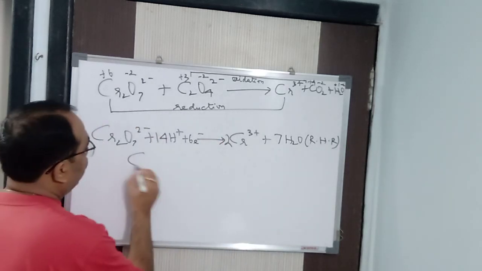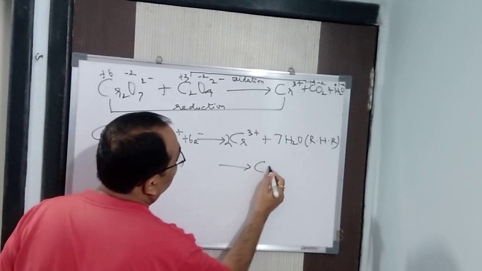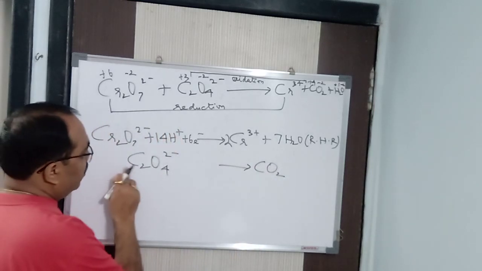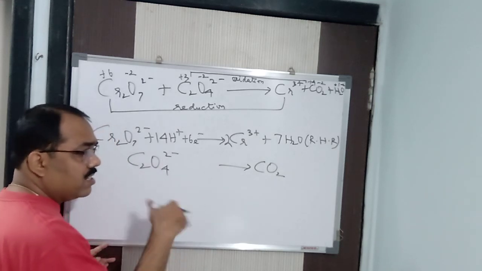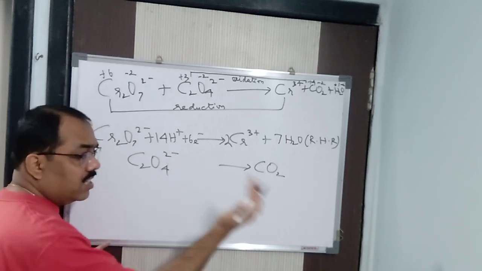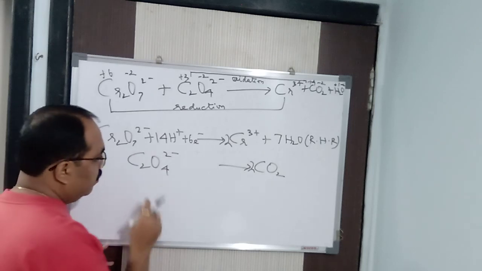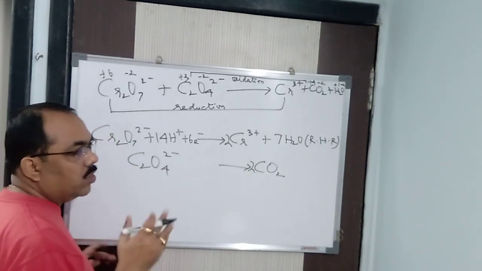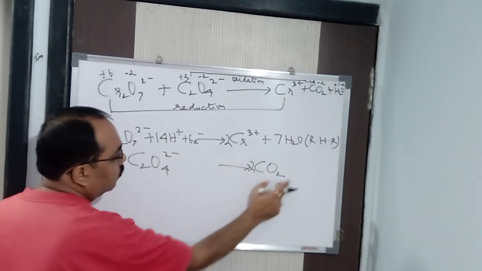Now next, C2O4 2 minus gives CO2. Now first I have to balance carbon. Always remember that leaving behind oxygen and hydrogen, you balance the other atoms first. So here 2 carbon, so first 2. Balanced. So 2 carbon, 4 oxygen. It is already balanced, so no need to add water. Now here it is minus 2.